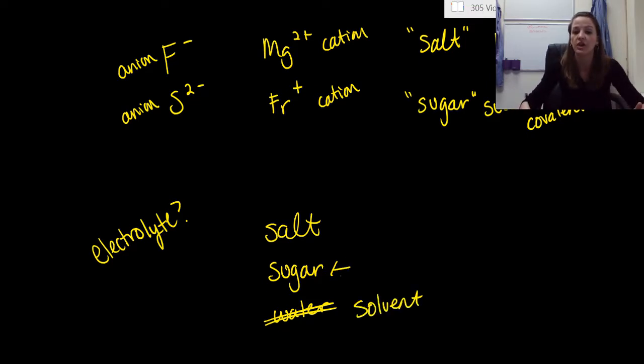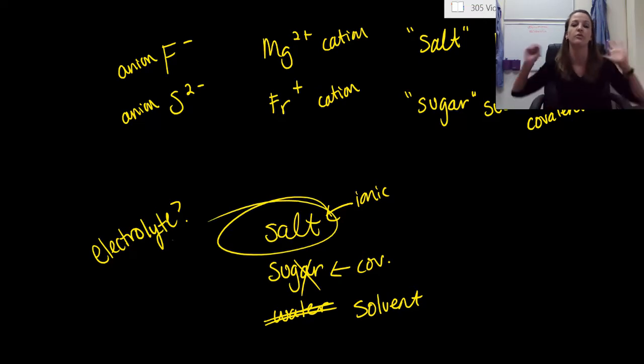So now sugar, we just said, was covalent, so there's no way that could be it. Salt is an ionic compound, definitely a fantastic, wonderful, beautiful electrolyte.